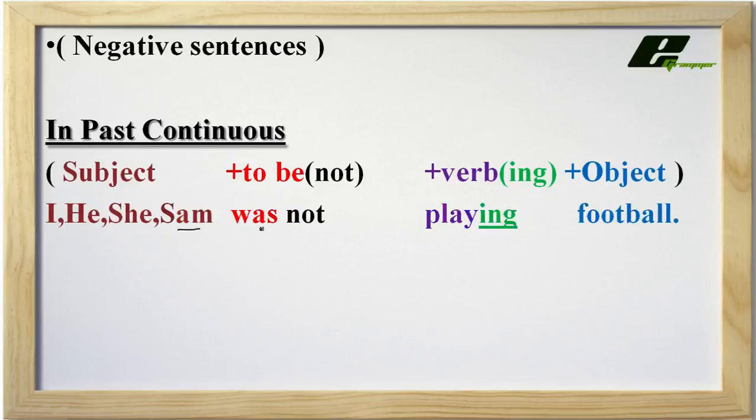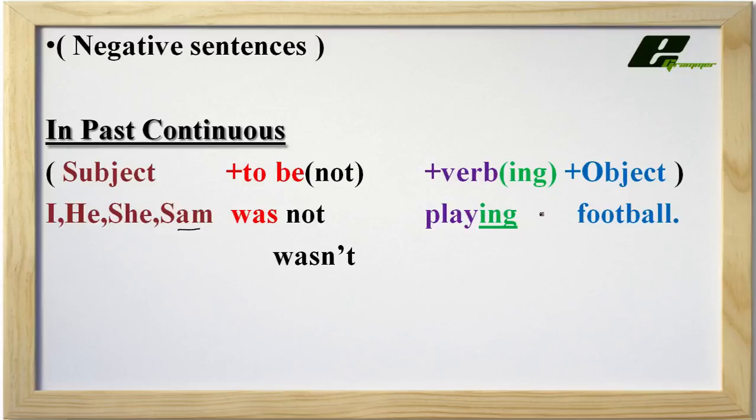Sam was not playing football, and that sentence becomes a negative sentence. What you have to do is add not exactly after that helping verb, means exactly after was. If you don't want to use was not, you can use wasn't. It is a short form of was not. Do you get it? Now the sentence would sound like this: Sam wasn't playing football.